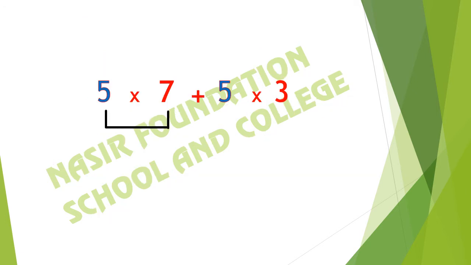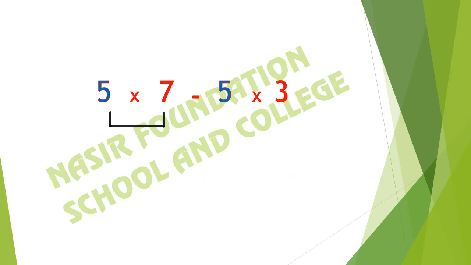Here 5 is multiplied with 7 and 5 is multiplied with 3. As 5 is the common factor that is multiplied to both these numbers, we will write 5 once and we will write the sum of the numbers inside the bracket: 7 plus 3. Now we will place closing brackets.